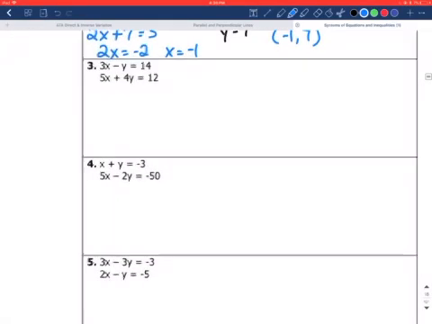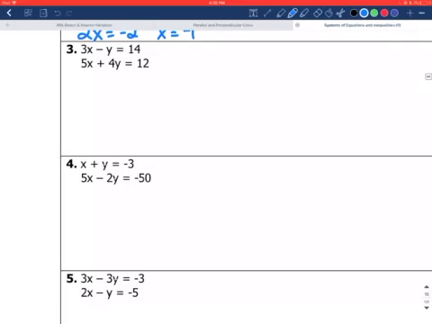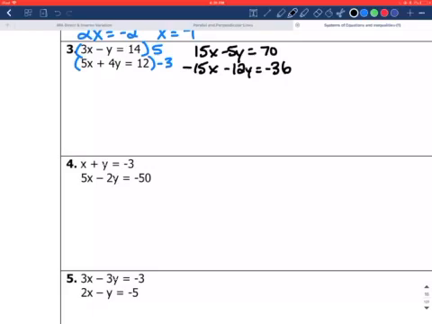Are good. I'll do these last three with you. So we multiply the top by the coefficient of the bottom, 5. Multiply the bottom by the opposite coefficient of the top, -3. So our new equation will be 15x minus 5y equals 70, not 90. And then negative 15x minus 12y equals negative 36.